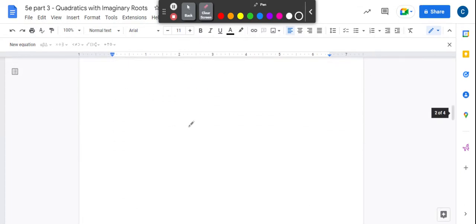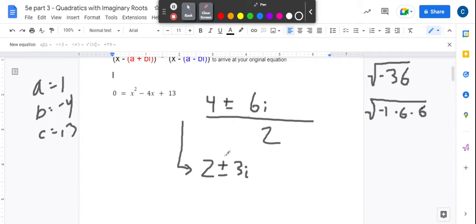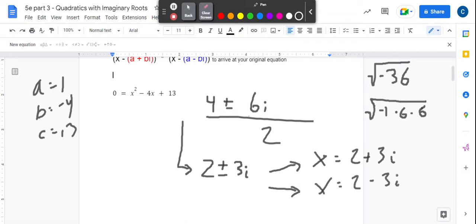So 2 plus or minus 3i are our two roots. Really, x is going to equal 2 plus 3i, or x is going to equal 2 minus 3i, because we split this up right here. 2 plus or minus 3i is 2 plus 3i or 2 minus 3i. It's both.